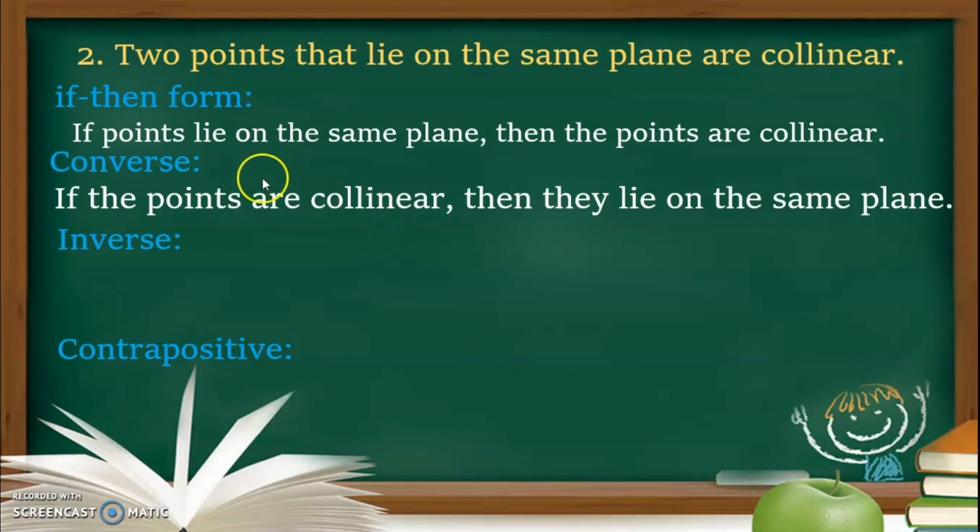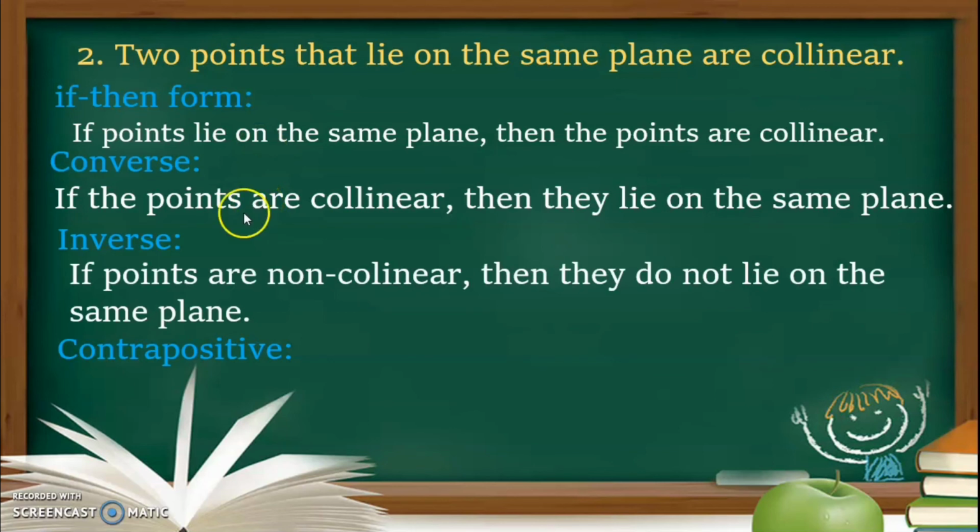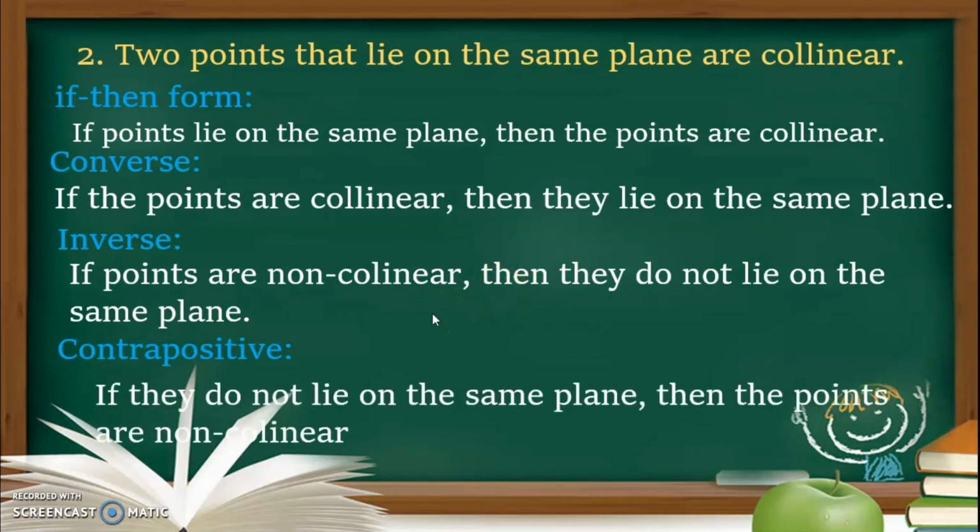So, Q implies P. Then inverse, sa inverse naman, it is the negative of the if-then form: if points are non-collinear, then they do not lie on the same plane. Contrapositive, if they do not lie on the same plane, then the points are non-collinear.